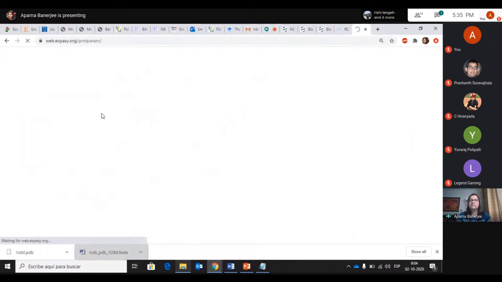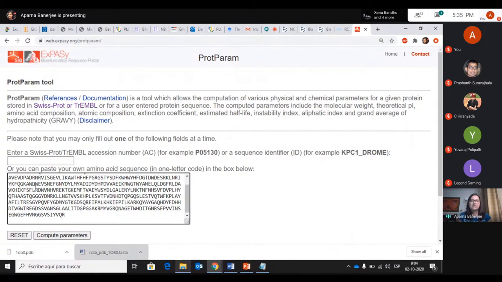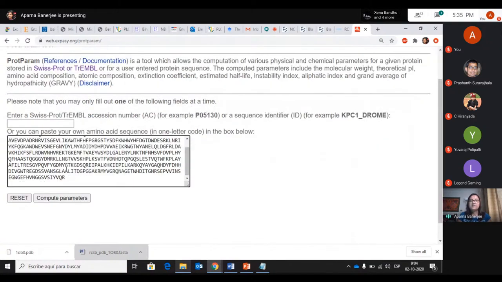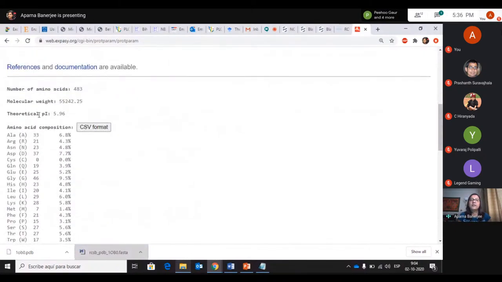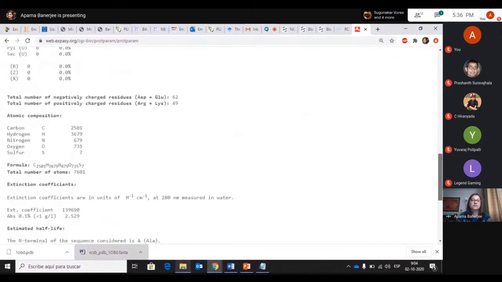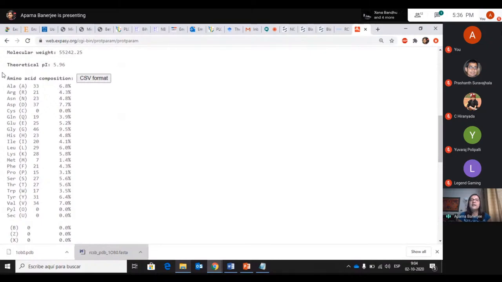We know ExPASy is called Expert Protein Analysis System, and it's a bioinformatics resource portal. They have a lot of analysis tools, where you can see different proteins from different bacteria, from human, from animal, from plants, from different organisms. So we can just paste our amino acid sequence here, copy and paste the sequences, and go for computing the parameters. And look, they will directly tell us the molecular weight, the pI, and all the amino acid composition. Everything, they give all the details. So from here, we can have an idea of the primary structure, which amino acids are present in what percentage.